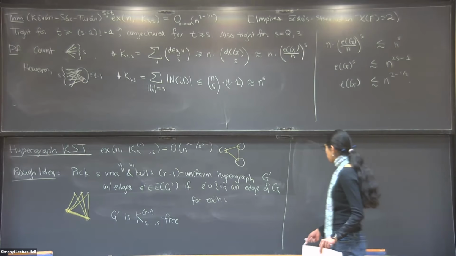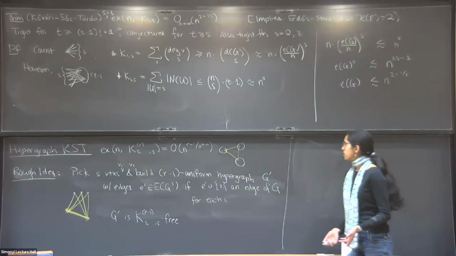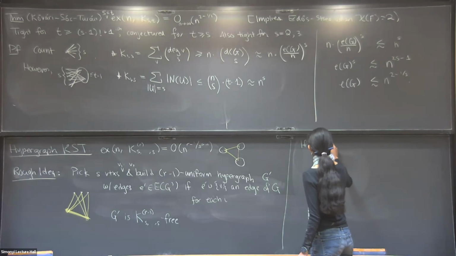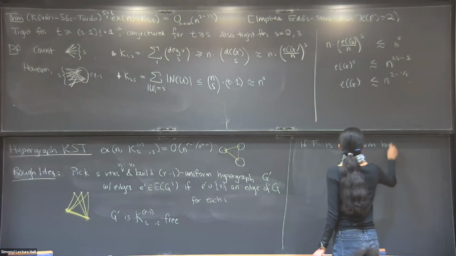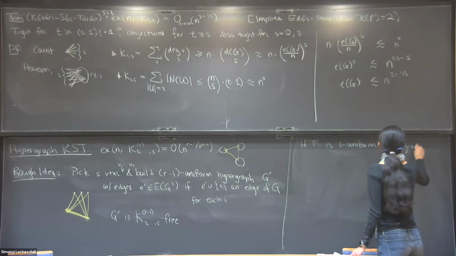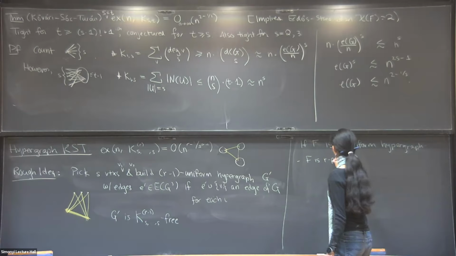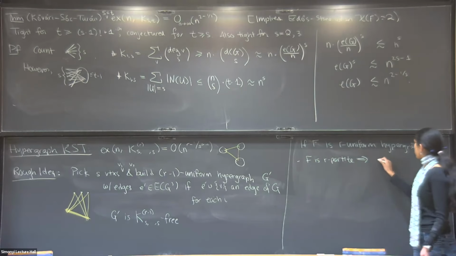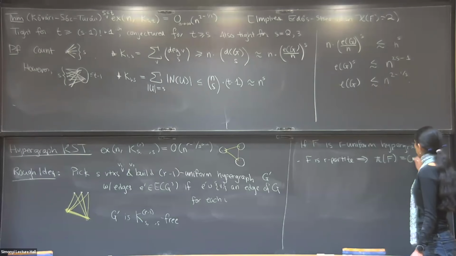So I do want to mention, even though I said I mostly wouldn't talk about hypergraphs in this talk, one interesting thing, which is that if F is an R-uniform hypergraph, then if F is R-partite, this result shows that the extremal number is little o of n to the R. So I'm just going to write this as the Turán density of F is equal to 0.